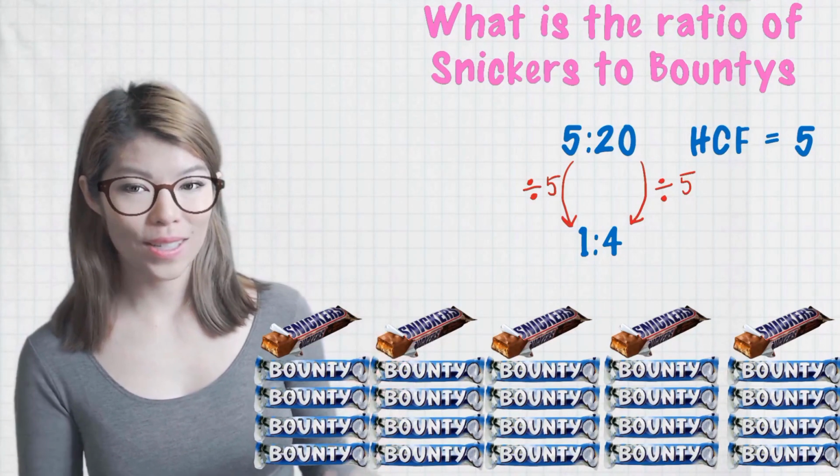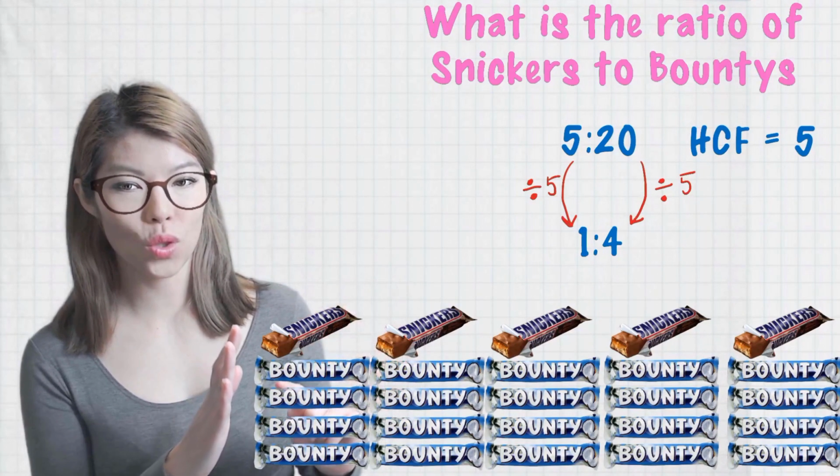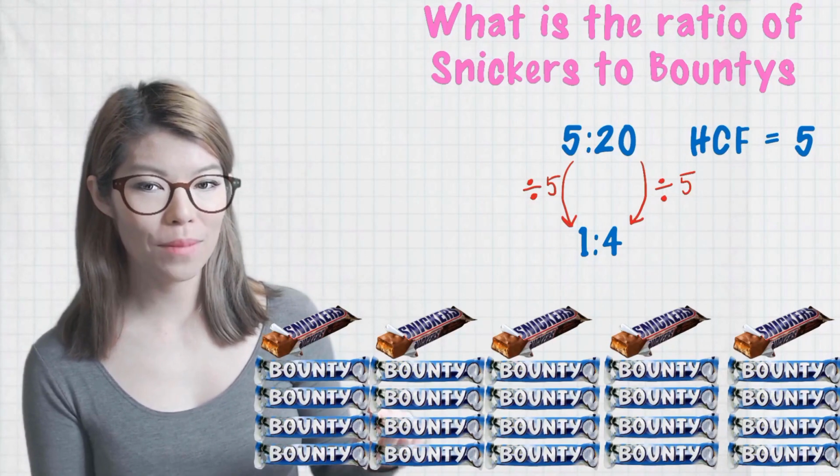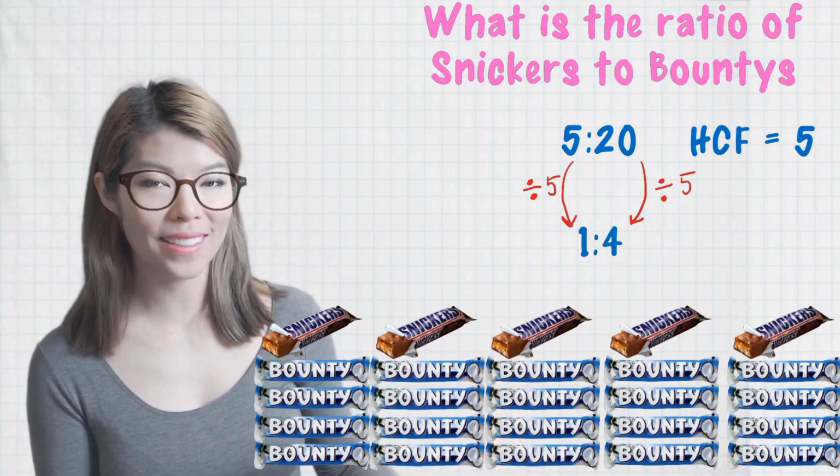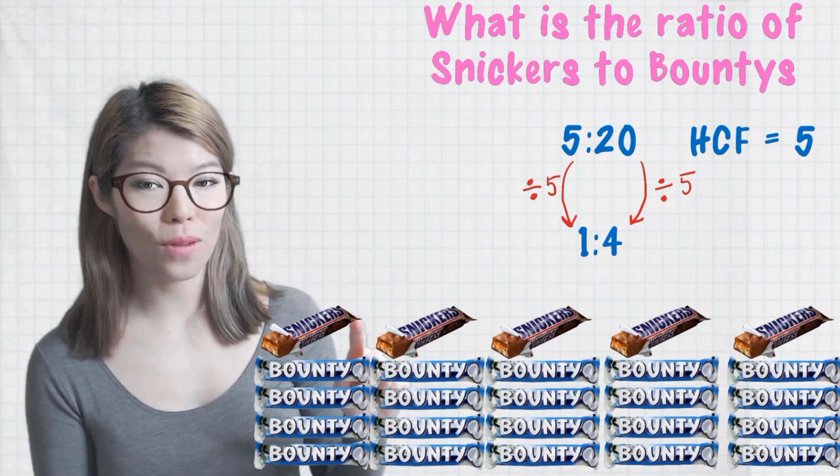And it's quite easy to see that it's 1 Snickers to 4 Bounties. So every time you have another Snickers, there's another 4 Bounties. Another Snickers, another 4 Bounties. So the ratio is 1 to 4.